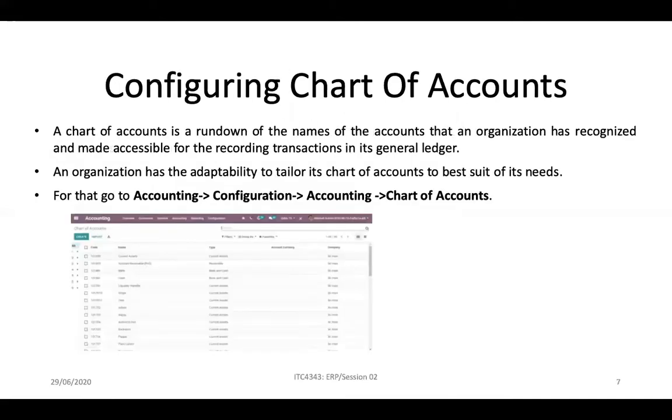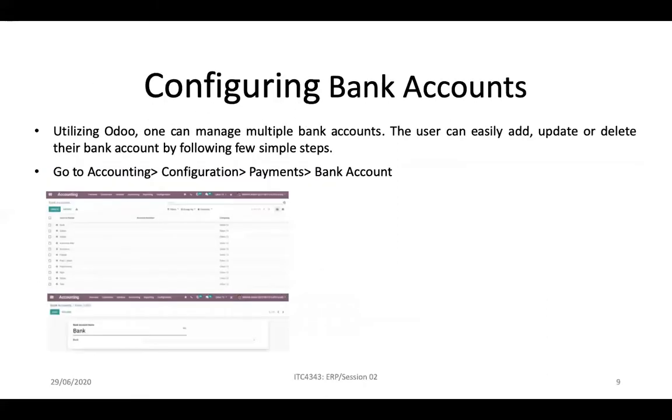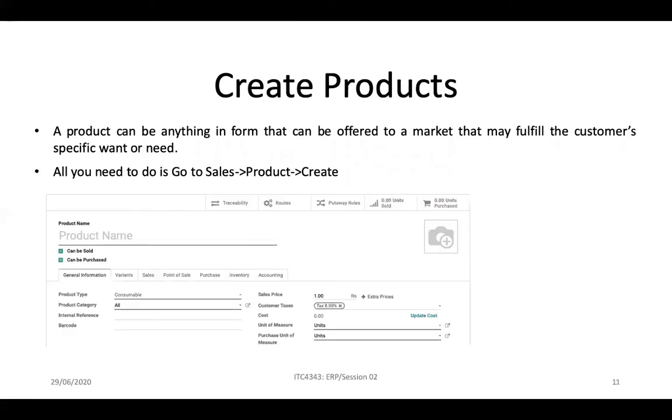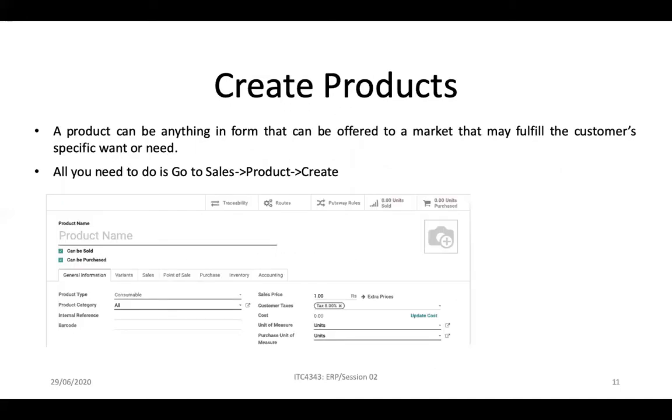One of them is creating a chart of accounts and how to configure it, how to create a bank account, and how to create a journal. Those are the basic activities that we need to perform, and depending on the company nature, we need to create either a product or a service. A product is a stockable product, a physical one, where you can store it, physically count it, and manage it.